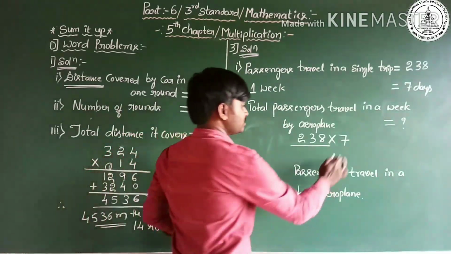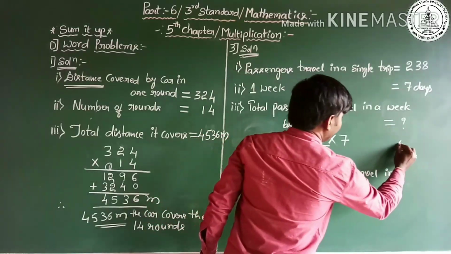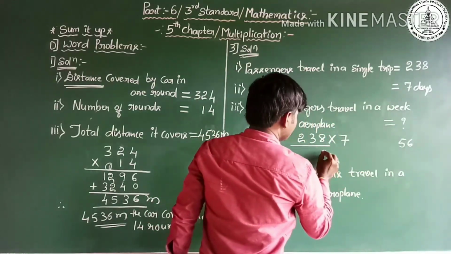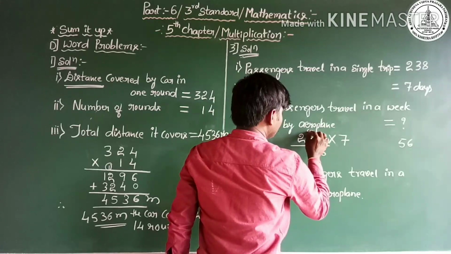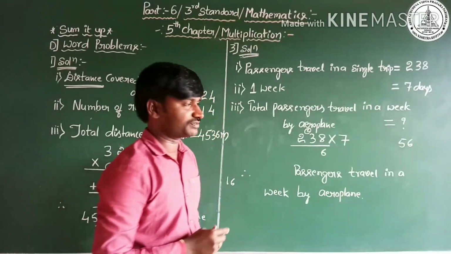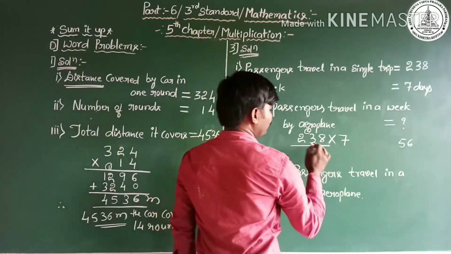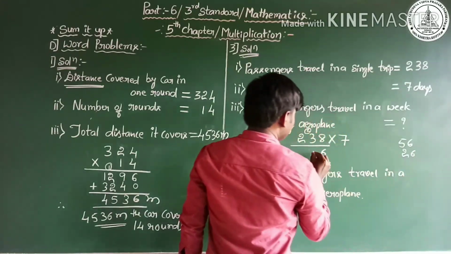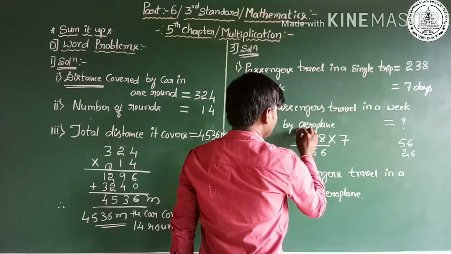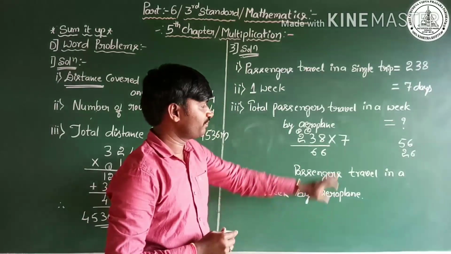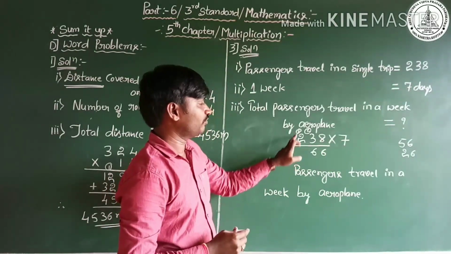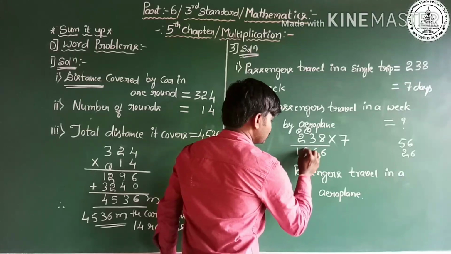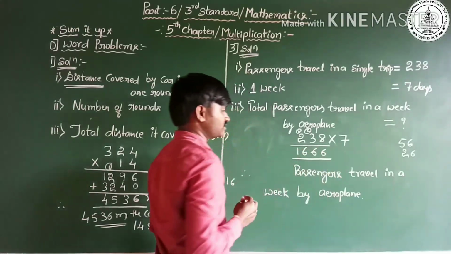Okay, dear student. 7 8s are 56. 6 is here, 5 is carry over. Yes, dear student. The next 7 3s are 21. 21 plus 5 is 26. 6 is here, 2 is carry over. Yes, dear student. Then 7 2s are 14. 14 plus 2 is 16. Yes, dear student.